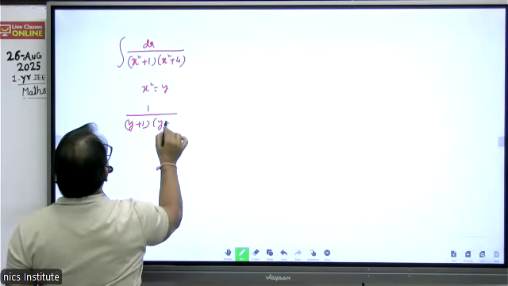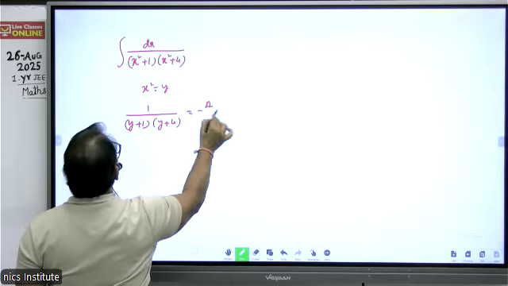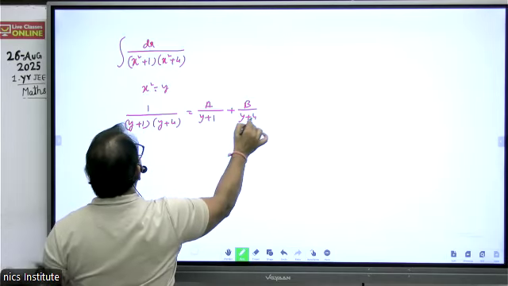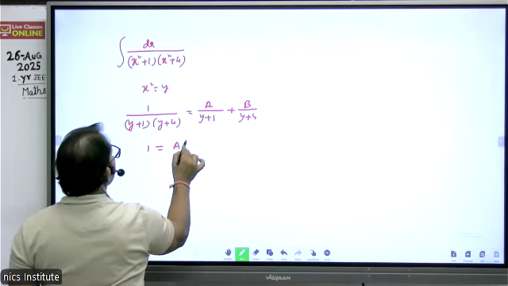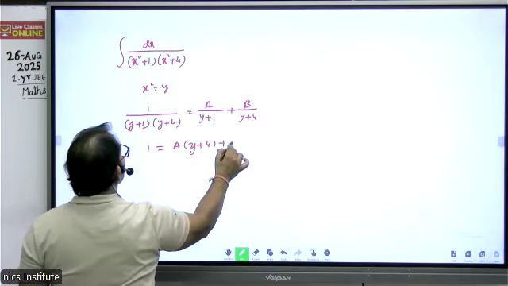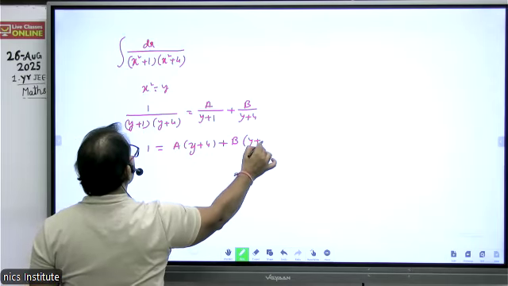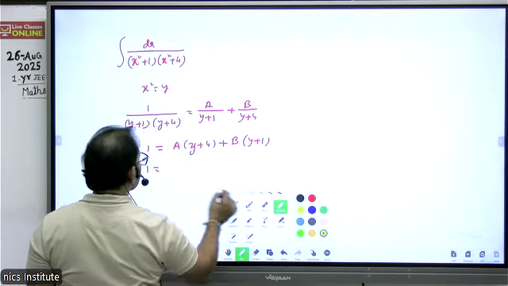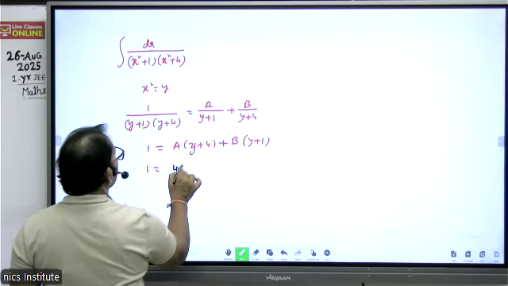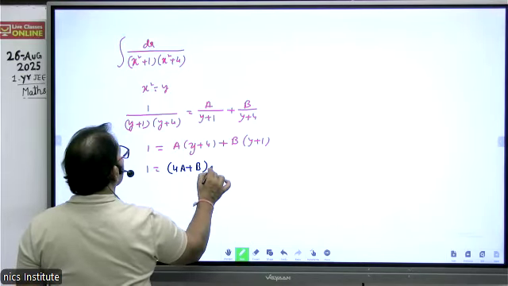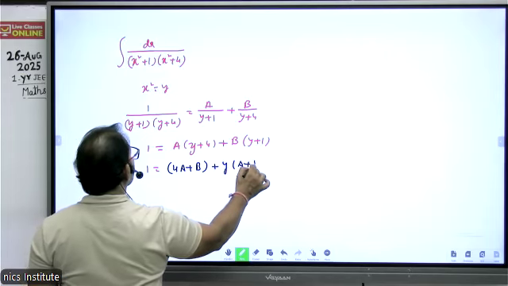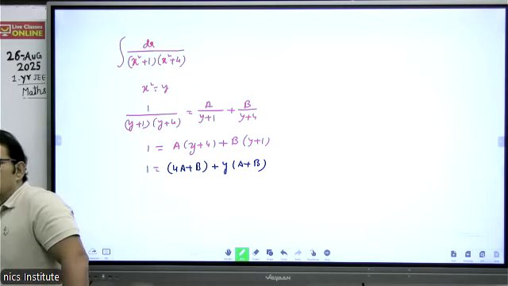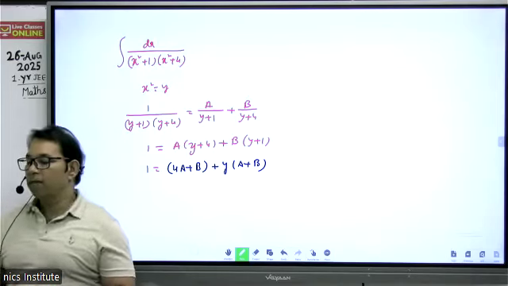Don't differentiate. And a divided by y plus 1, b divided by y plus 4. Same method. The LCM will get cancelled out. We can use the zero method also, but now let's use equating the coefficients. So this is 4a plus b plus y into a plus b. This is called pseudo substitution. That is, let x square equal to y, but you don't differentiate.